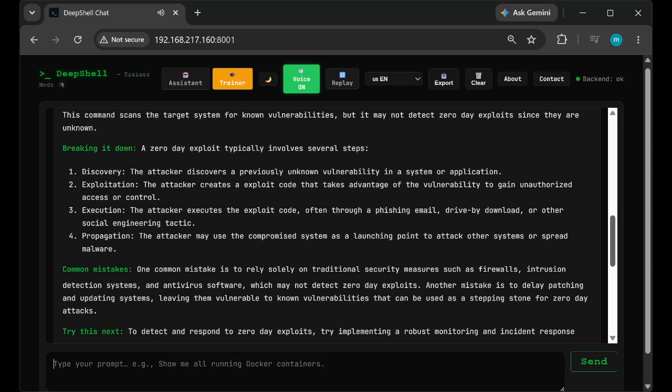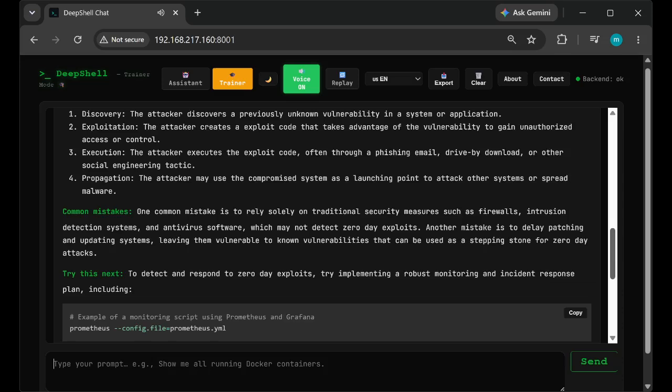3. Execution. The attacker executes the exploit code, often through a phishing email, drive-by download, or other social engineering tactic. 4. Propagation. The attacker may use the compromised system as a launching point to attack other systems or spread malware.